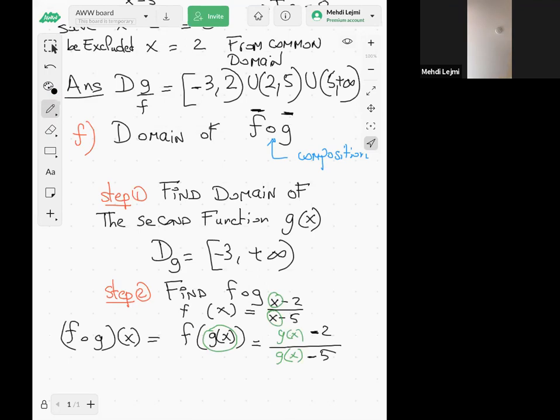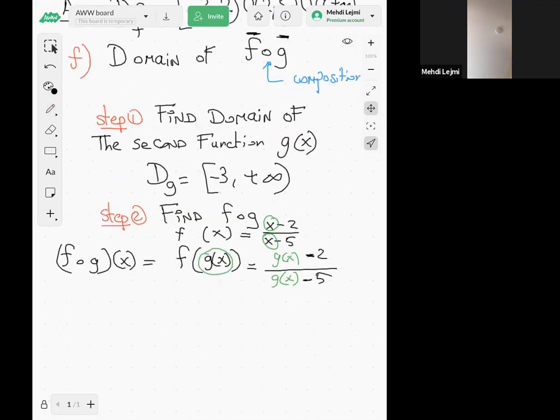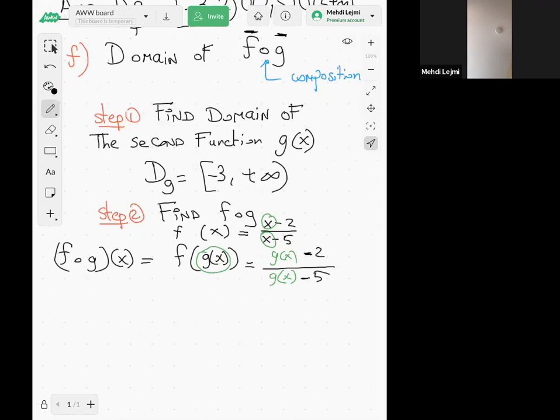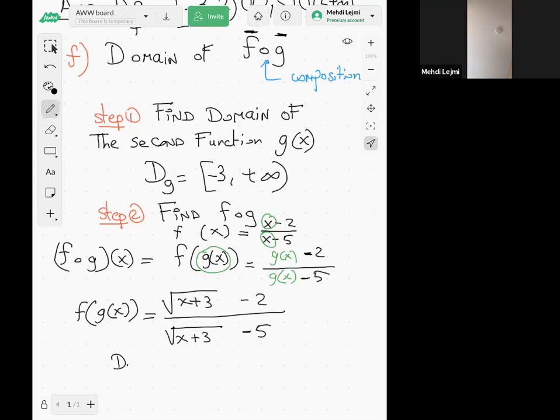Okay, so then your F of G of X. G of X is square root of X plus 3. So square root of X plus 3 here, minus 2, over square root of X plus 3, minus 5. Okay. Now, you have to define the domain of this F of G of X. So what will be the domain of F of G of X?